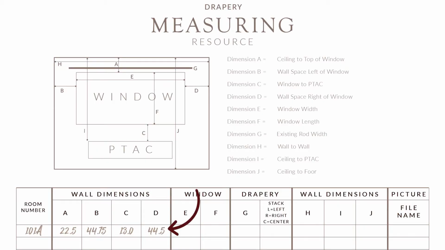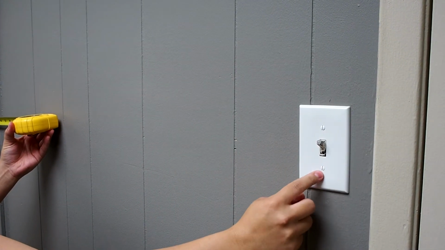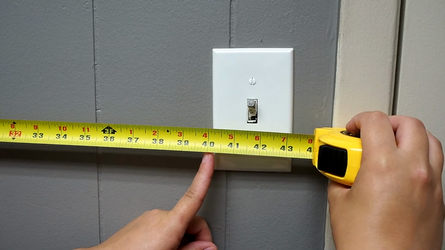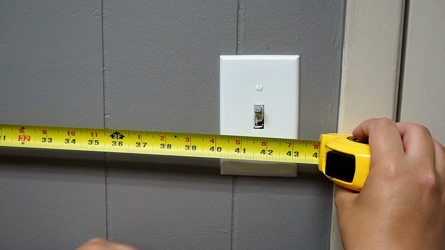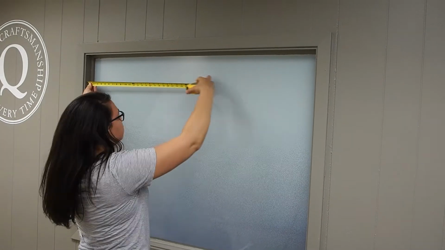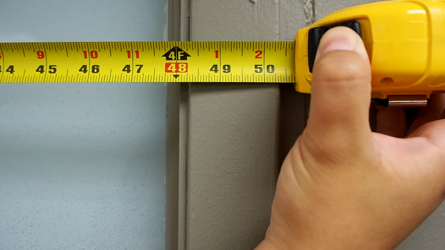If along the wall, there's something that could potentially be covered up by drapery that you want to leave uncovered, like a light switch, a sign, or any furniture or fixtures, make sure that you stop your measuring at that point. For measuring window width, you'll start from the inside left portion and measure to the inside right portion. Our measurement is 48 inches.